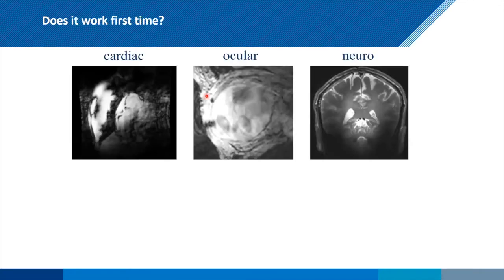So here's our first cardiac image that came out on the left. And then we were going to image eyes. I'll talk a little bit about that later. There's the ocular image and the neuro image again. As I said, it's got these large dark areas. So sequences have to be developed, problems have to be understood.